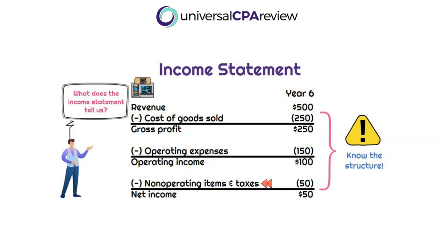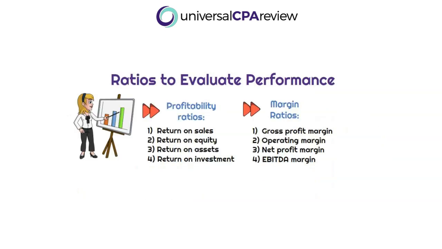And then after that, we'll subtract non-operating items and income taxes. And that takes us down to net income, right? And net income is all of the revenue and all of the expenses combined. And that is basically our net profit. So now that we've run through the components of both the balance sheet and income statement, I do believe you'll be better prepared to fully understand these ratios.